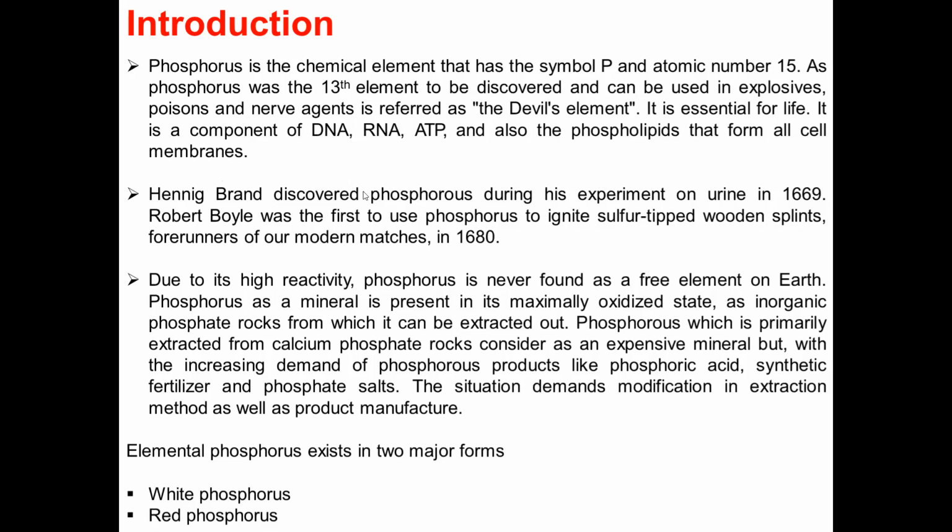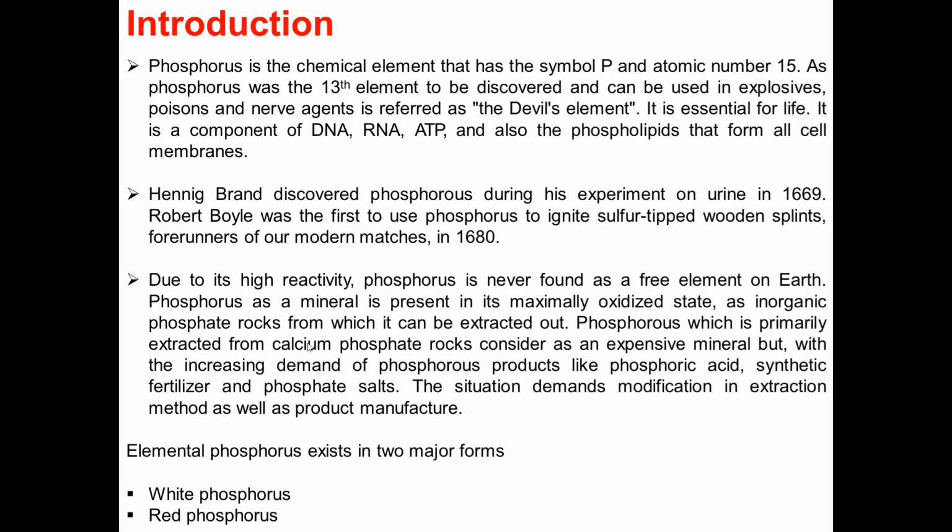Then Henning Brand discovered phosphorus during his experiment on urine in 1669. Robert Boyle was the first to use phosphorus to ignite sulfur-tipped wooden splints, forerunners of our modern matches, in 1680. Due to its high reactivity, phosphorus is never found as a free element on Earth. Phosphorus as a mineral is present in its maximally oxidized state as organic phosphate rocks and inorganic phosphate rocks from which it can be extracted out.